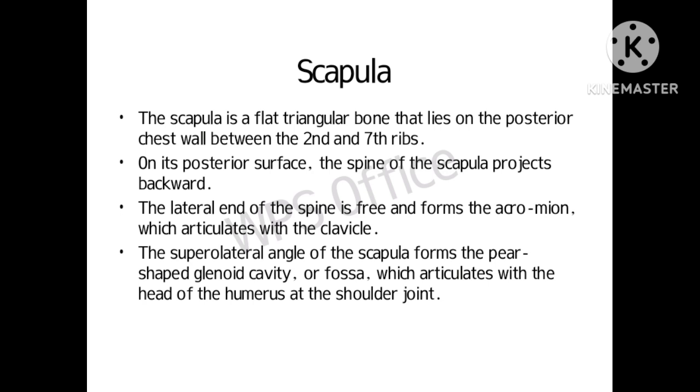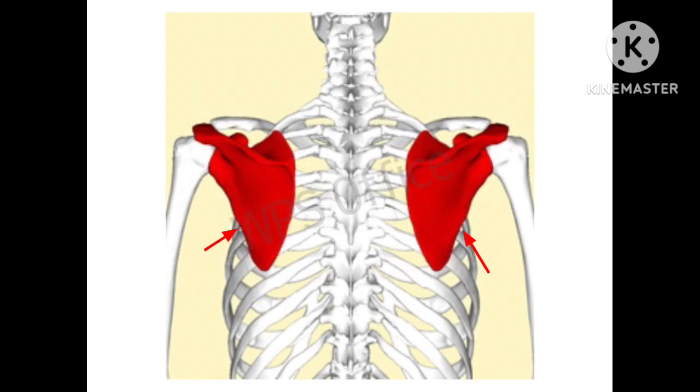This is our second lecture of our bone anatomy series. So let's discuss our second bone, which is situated in the shoulder region, called the scapula or shoulder blade. The scapula is a flat, triangular bone that lies on the posterior chest wall between the second and seventh ribs.